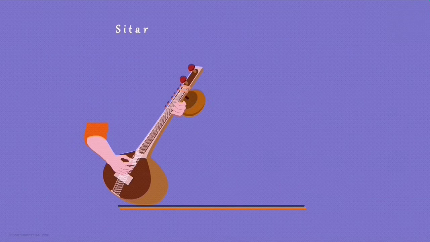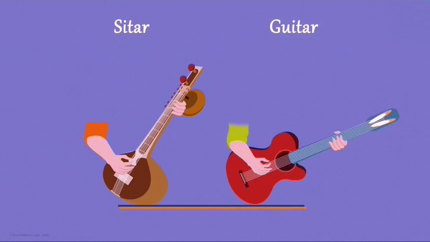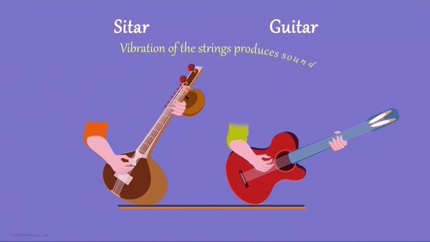In musical instruments like sitar and guitar, it is the vibration of the strings when plucked that produces the sound. These vibrations are then transferred to the sound box, which adjusts the loudness of the sound.